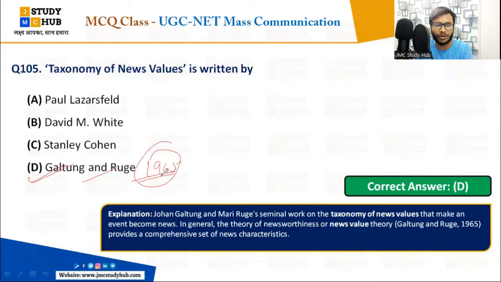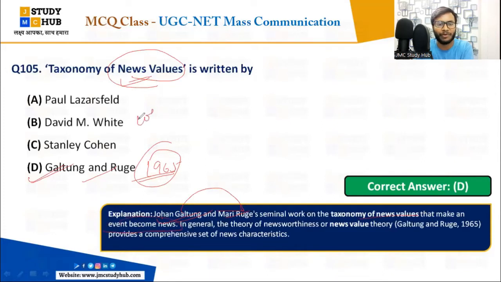Yes, Bloom's taxonomy in paper one. Exactly. Very good, Manju. So here we are reading about the news values taxonomy. Yes, as we read Bloom's taxonomy in the UGC-NET paper one. Yes, very good. So Johan Galtung and Mari Ruge, that is Galtung and Ruge, right? So that's a seminal work on the taxonomy of the news values that makes an event become news.